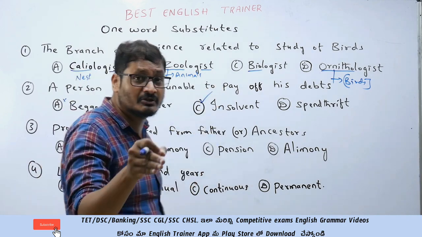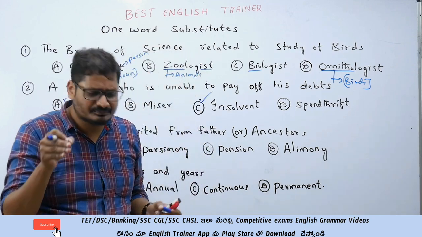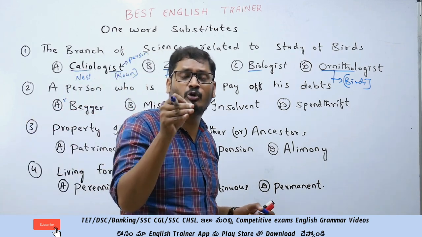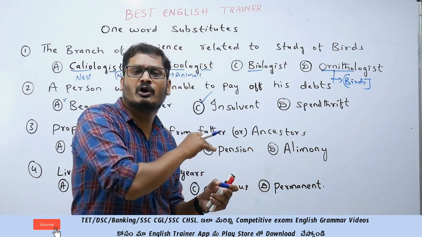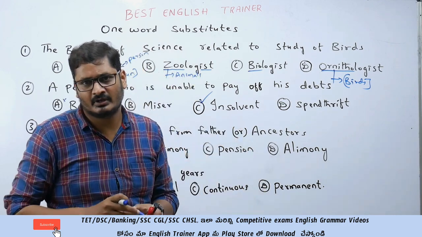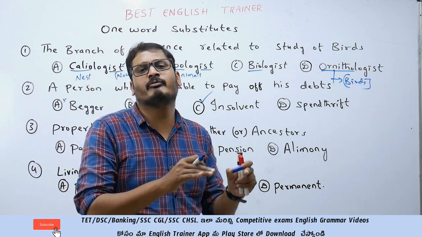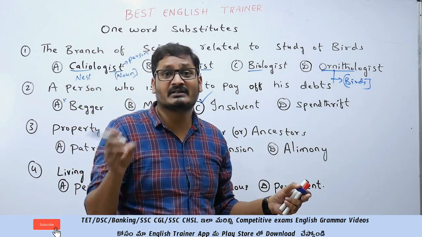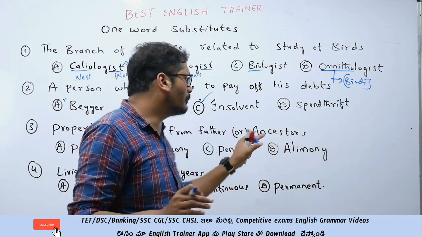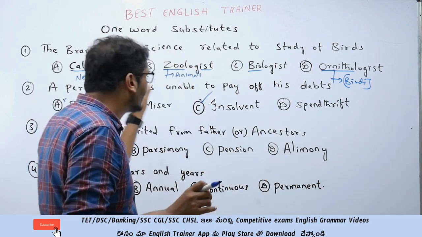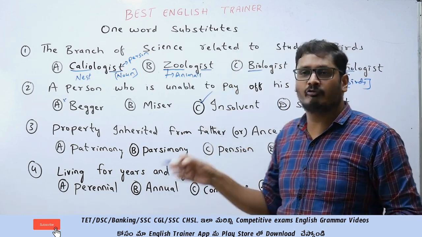Now, we have option D, that's altogether spendthrift. What is this spendthrift? A person who is in a position to spend a good amount of money lavishly. There would be certain people who spend a huge amount of money for lavish purposes, and that person we generally call a spendthrift. Option D. So finally, which is the right answer for this? Option C is the right answer. That's altogether insolvent.